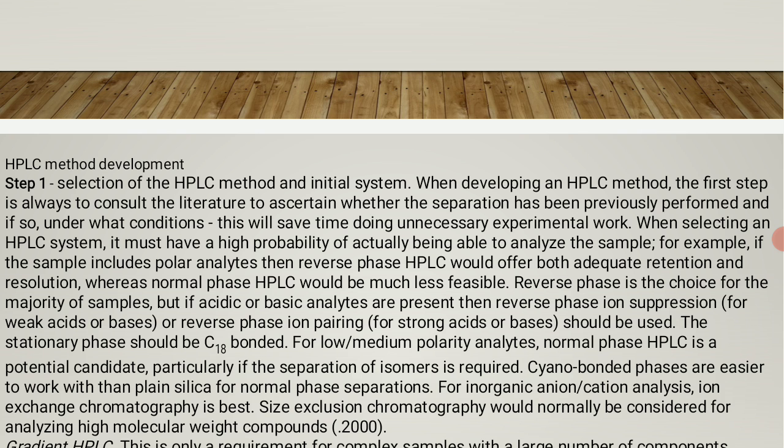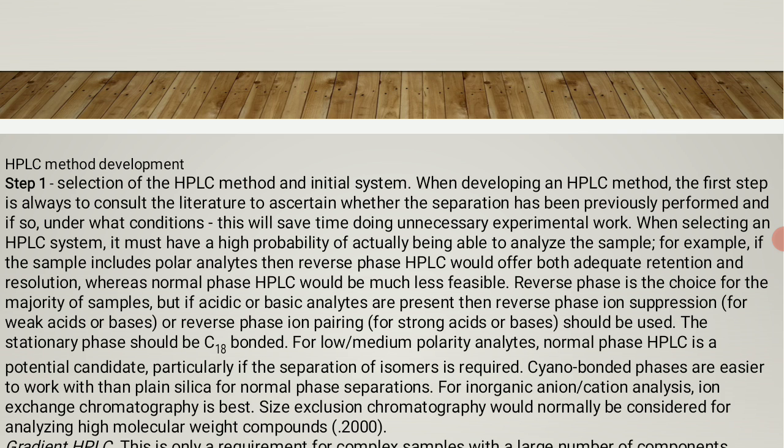When selecting an HPLC system, it must have a high probability of actually being able to analyze the sample. For example, if the sample includes polar analytes, then reverse phase HPLC would offer both adequate retention and resolution, whereas normal phase HPLC would be much less feasible. Reverse phase is the choice for the majority of samples, but if acidic or basic analytes are present, then reverse phase ion separation or reverse phase ion pairing should be used.